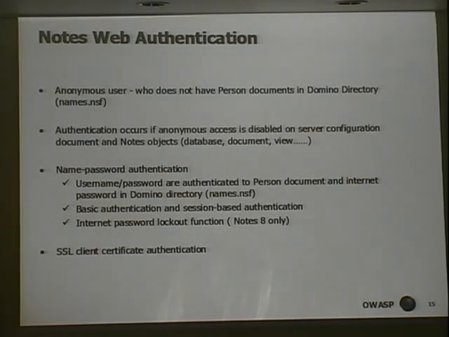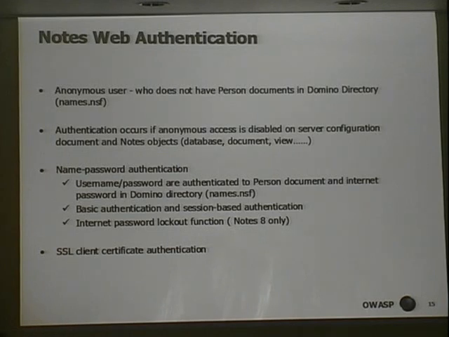Okay, when we say anonymous user, who is an anonymous user? An anonymous user is someone who doesn't have a person document in the Domino directory. The Domino directory is a user directory, similar to an Active Directory. The person document is a user entry in that directory. So if we cannot find you in this directory, we will identify you as an anonymous user.